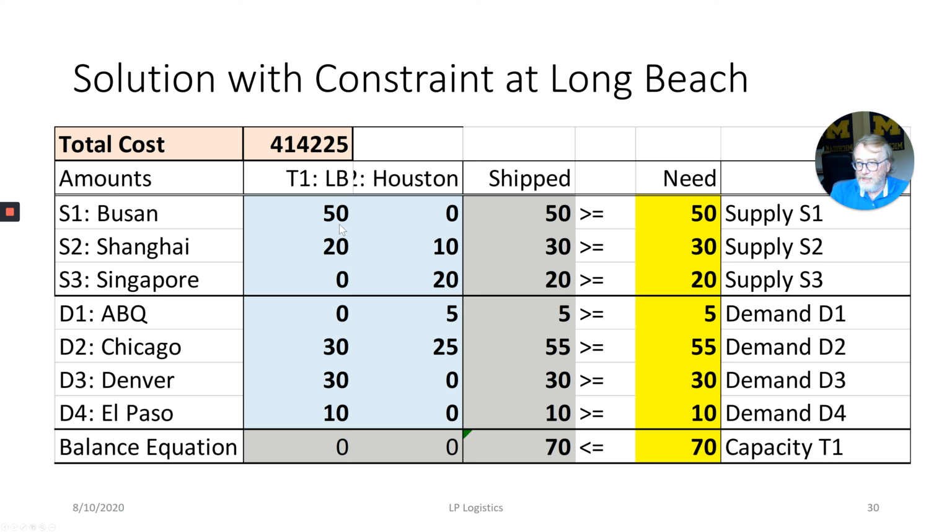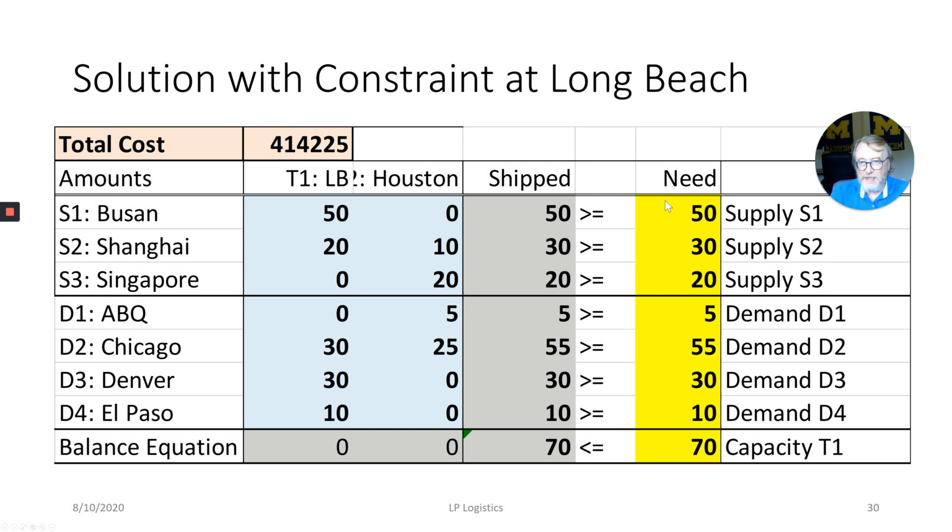Okay. So these 70 from Long Beach, 30 go to Chicago, 30 go to Denver, 10 go to El Paso. So that satisfies our balance equation, right? 70 plus 7 minus 70 is equal to 0. In Houston, we're sending 5 to Albuquerque, 25 to Chicago, and that satisfies our balance equation. We have 30 in Houston, and we ship out 30. So the balance equation is 0.